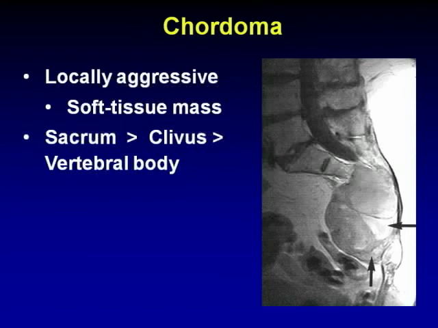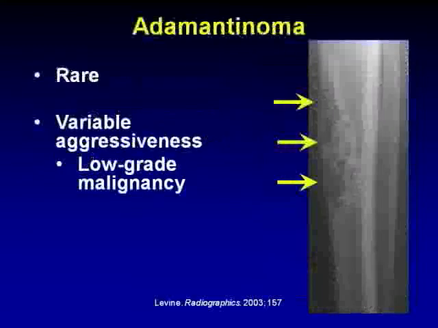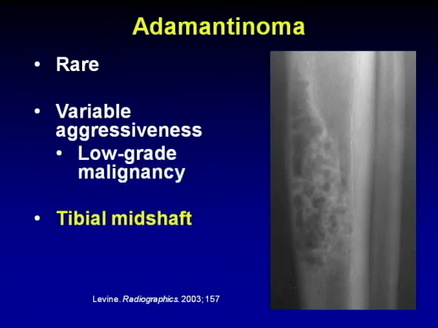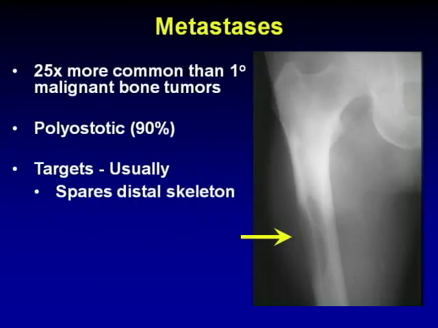They're locally aggressive, often with a rather bulky soft tissue mass, and most commonly, of course, affect the sacrum, followed by the clivus and vertebral bodies. Finally, what would any discussion of this be without adamantinoma, a rare lesion of variable aggressiveness, commonly considered a low-grade malignancy. You can think about this lesion in particular when you see a bubbly eccentric lesion in the tibial midshaft.